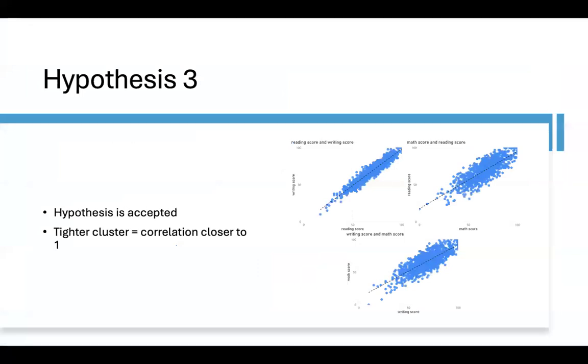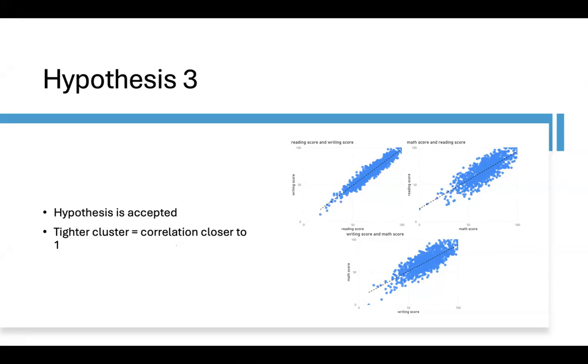And for number three, this is where we're looking at correlations between all of the different subjects. Now we can see here that the tightest correlation is between reading and writing, reflecting on what we see on the heat map. Writing and math scores is the weakest one. Math and reading is also pretty weak.